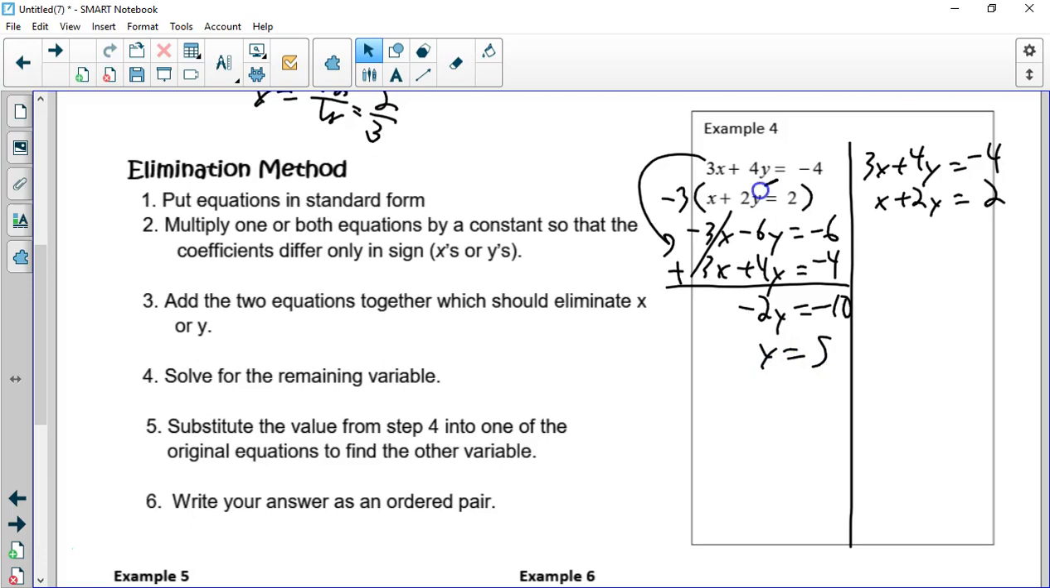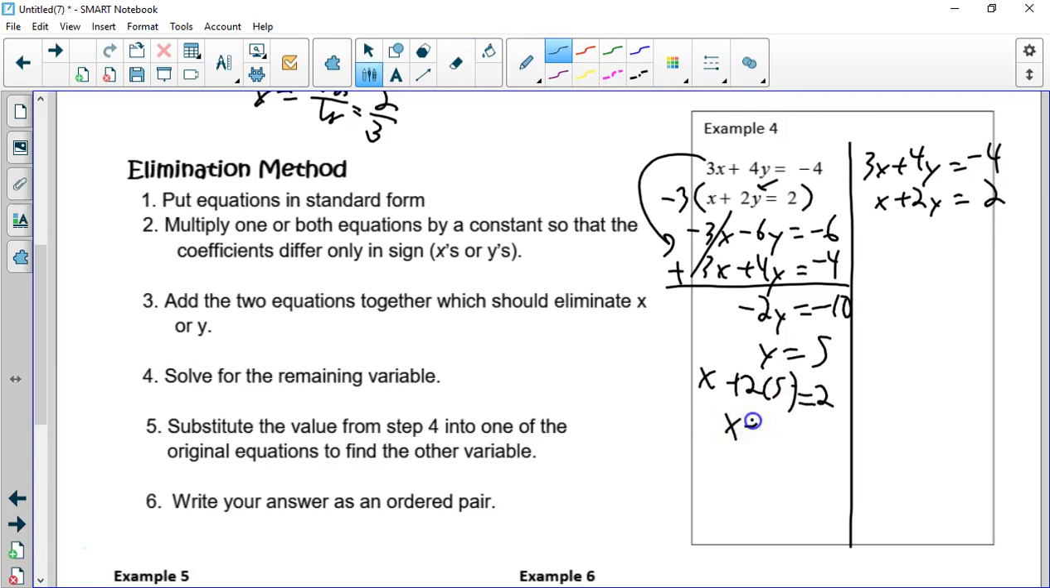Now I'm going to plug it into the second one because x is by itself. So 2 times 5 equals 2. Yes, it is a 5. I'll clean it up. So x plus 10 equals 2, minus 10, x equals negative 8. So my point of intersection is negative 8, positive 5.